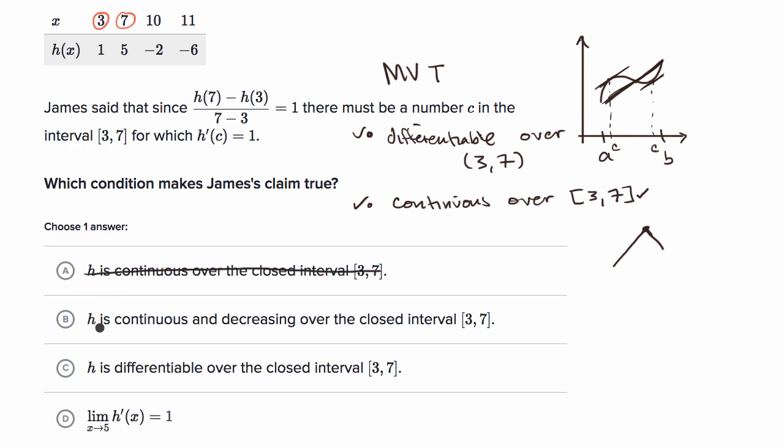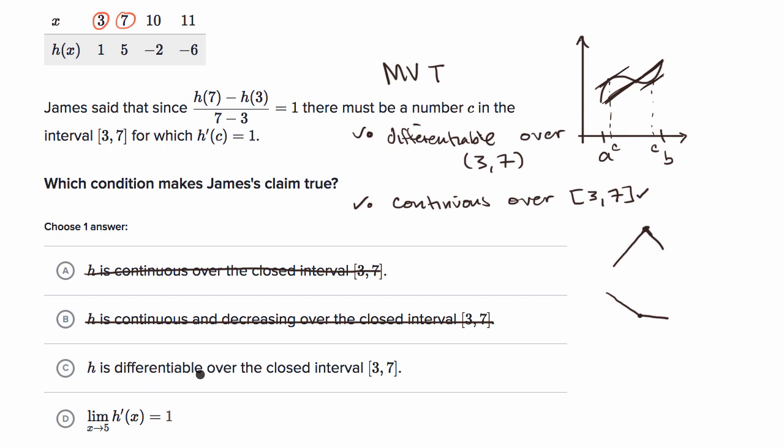Choice B, h is continuous and decreasing over the closed interval from 3 to 7. No, that doesn't help us either, because it still doesn't mean you're differentiable. You could be continuous and then decreasing and still have one of these sharp turns where you're not differentiable. So we will rule this one out.